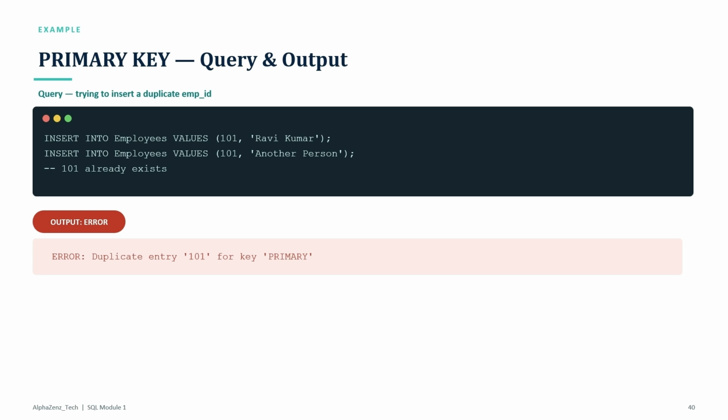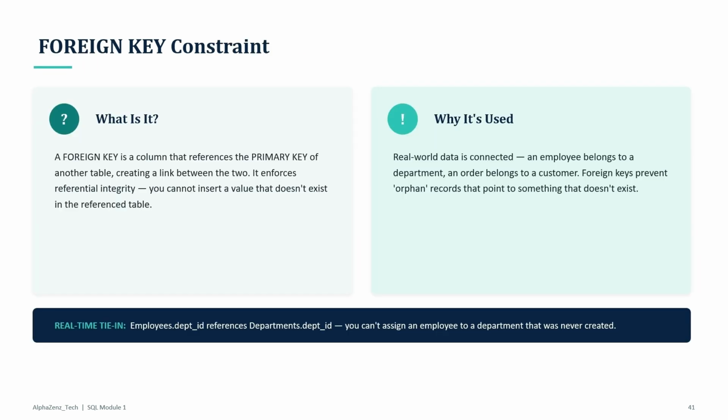Slide 47. Primary key, query and output. INSERT INTO employees VALUES (101, Ravi Kumar). That works fine. But then INSERT INTO employees VALUES (101, another person), same emp_id. 101 already exists. Output, error: duplicate entry 101 for key PRIMARY. The database will never let two rows share the same primary key.